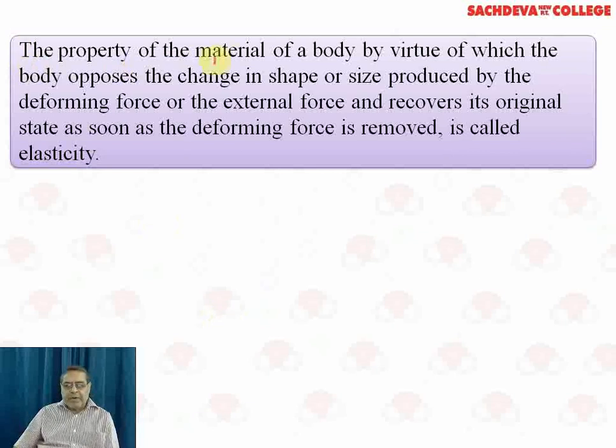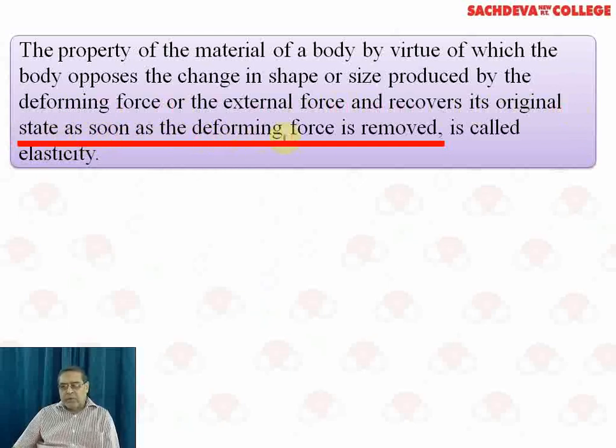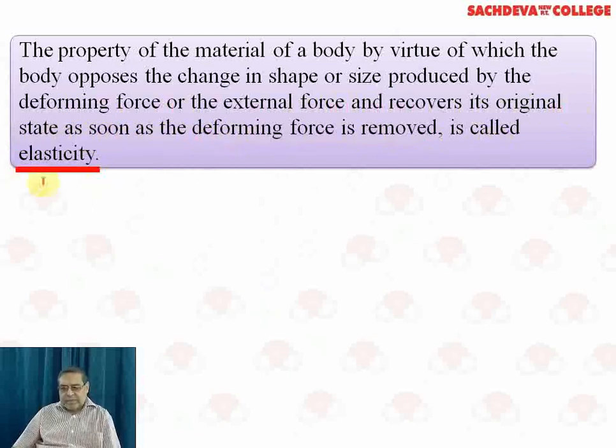The property of the material of a body by virtue of which the body opposes the change in shape or the size produced by the deforming force or the external force and recovers its original state as soon as the deforming force is removed is called elasticity. So we can brief it like this, that elasticity is the property of material due to which it comes back to its original position when the applied forces are removed. Basically, when we apply the force, displacement takes place and we find that the restoring force starts operating towards the mean position.